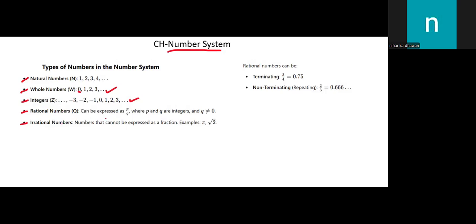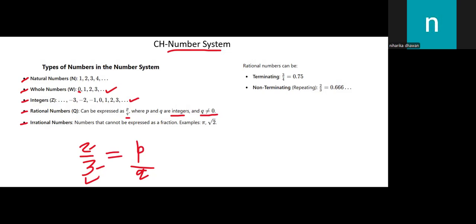So, rational numbers are the numbers which can be expressed in the form of p by q, where p and q are integers and q is not equal to 0. For example, if I take the number 2 by 3, it is already in p by q form. The second condition is p and q should be integers. Here p equal to 2 is an integer and q equal to 3 is also an integer. The third condition is q is not equal to 0. Here q, which is 3, is not equal to 0.